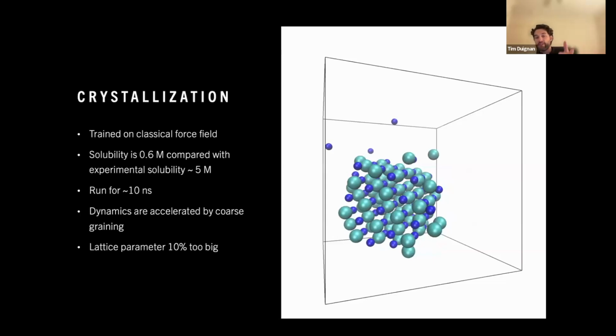And so this is actually crystallizing out. We didn't actually realize it at the time, but this is actually the physically correct behavior because the solubility of the classical model we were using is actually too low compared to experiment. It's around half molar compared to the 5 molar of the true sodium chloride. So this is an example of the classical force fields not being accurate enough.